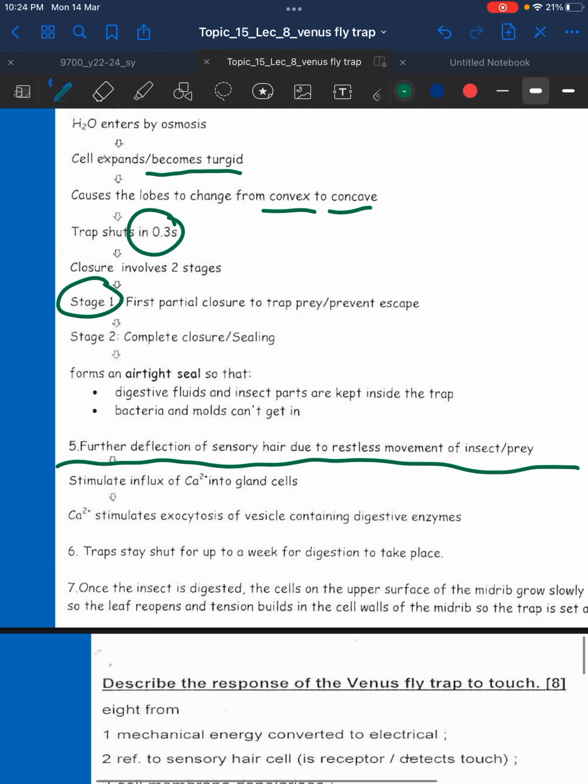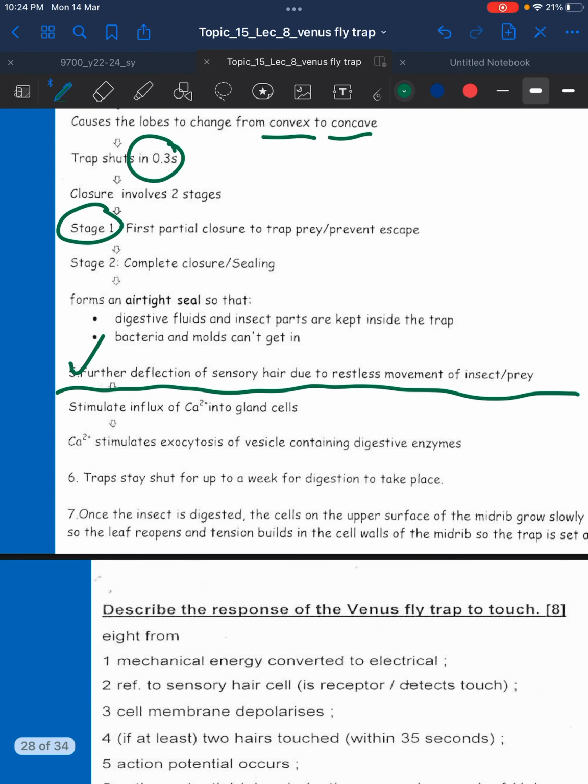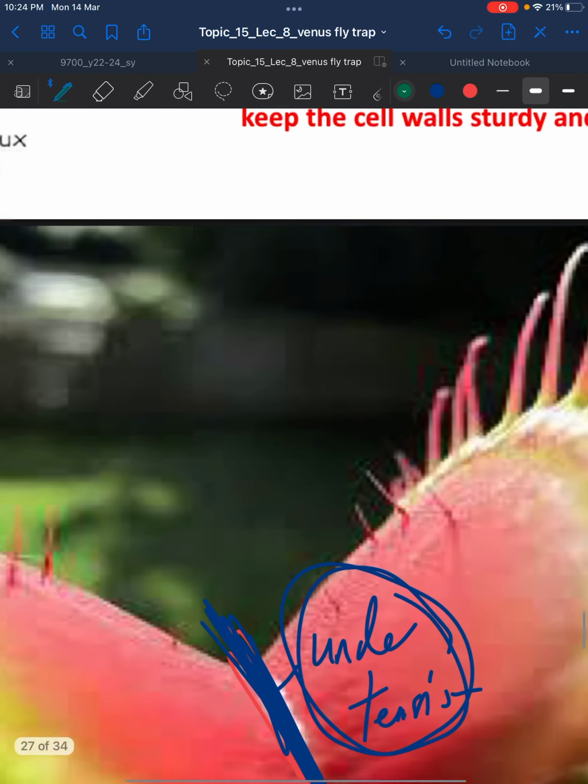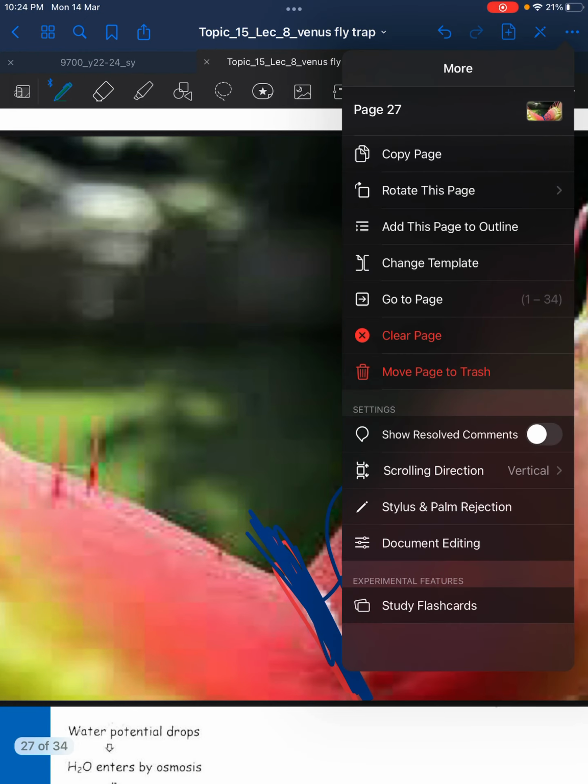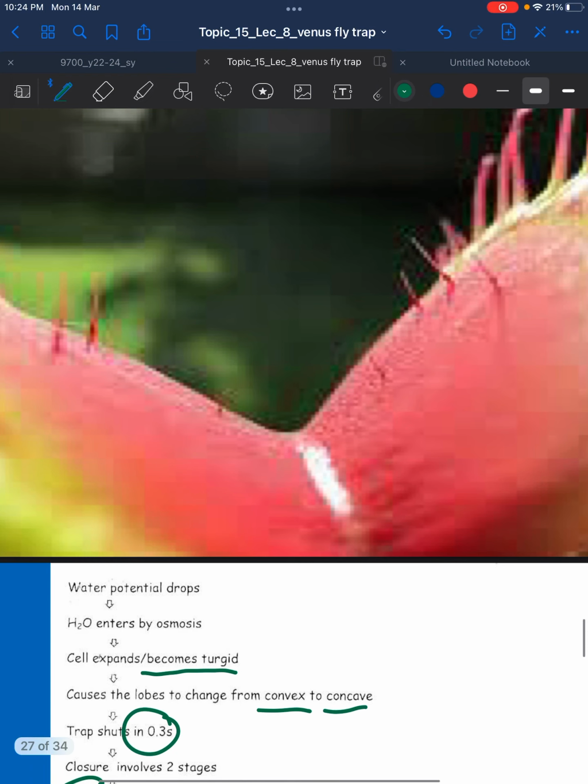I've just talked about step number 5 here, further deflection of sensory hair due to restless movement of the insect, and that will stimulate more calcium. And that calcium will stimulate exocytosis of vesicles, and this is to release the digestive enzyme. So this area here is the digestive enzymes.